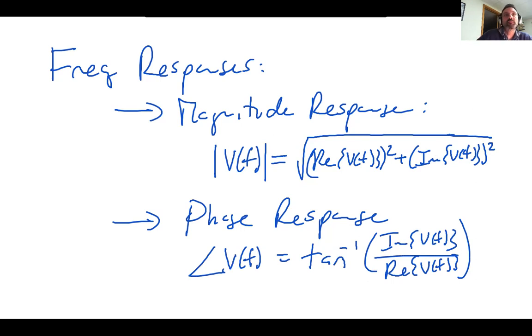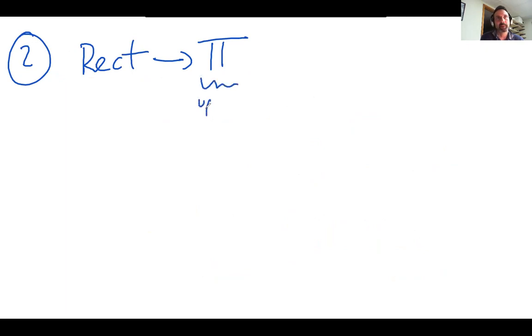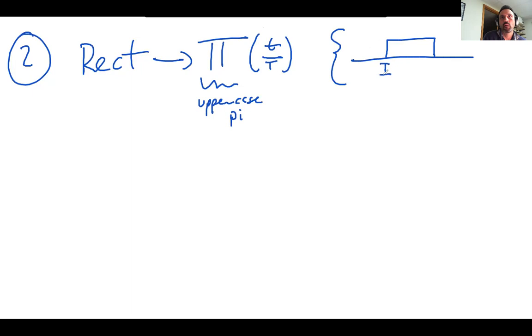All right, second refresher question. You know that rectangular pulse? Let's prove that it's equal to a sinc function. Remember, rectangular is represented by uppercase pi. The Greeks also had lowercase and uppercase, right? So recall what this looks like: centered at zero and it has height one. What is the Fourier transform of this thing? Let's call it g of t.